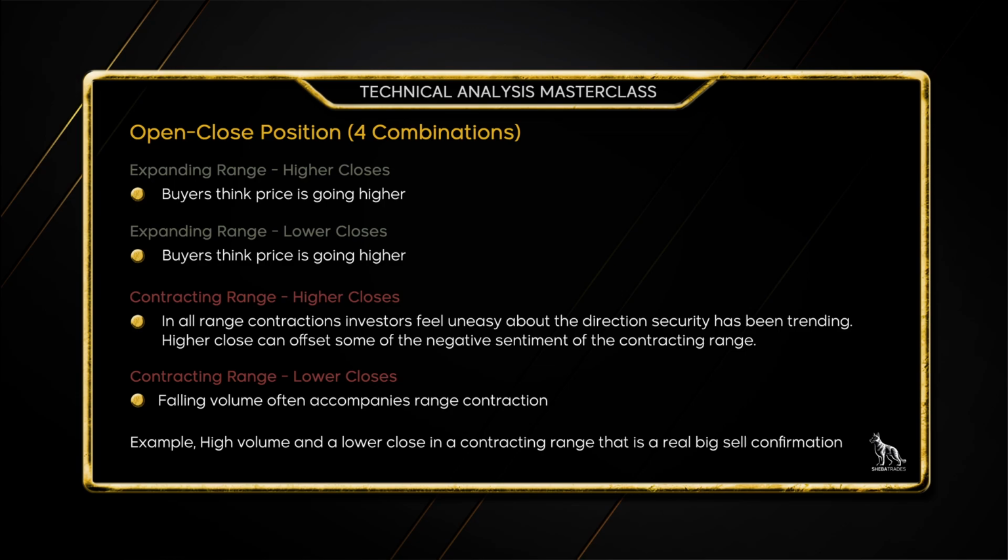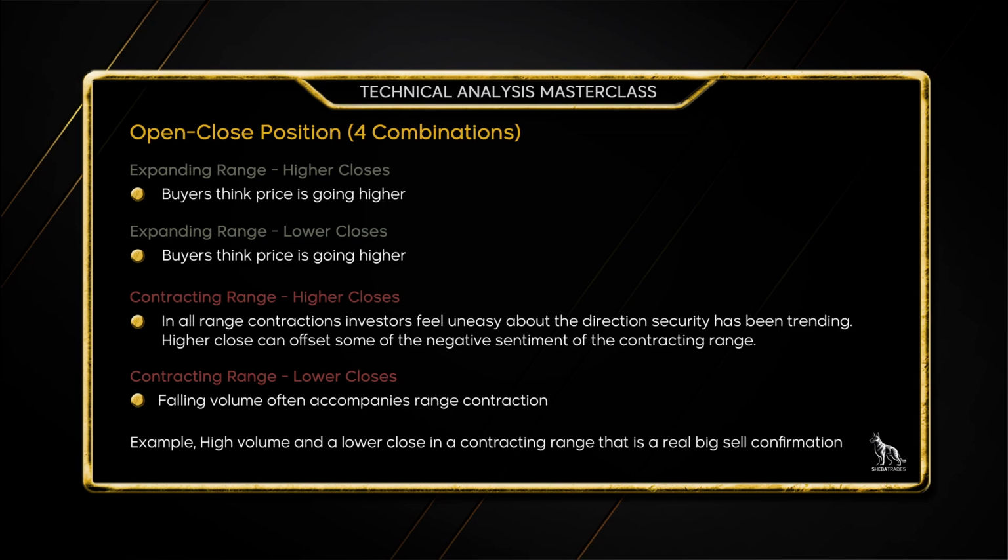If the range is contracting and the closes are lower, well, that's kind of like a double negative for an existing trend. Traders are selling at a lower close, so they're willing to take lower prices, and also the range is contracting as well. So maybe they're really just trying to unload the security and get out of it.